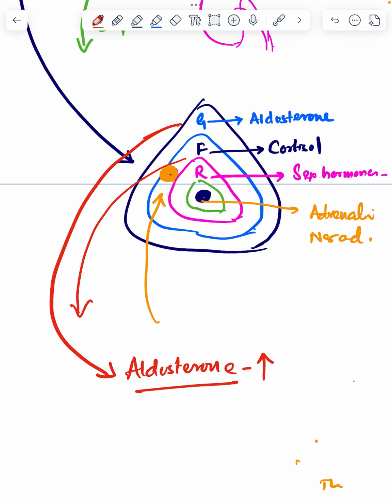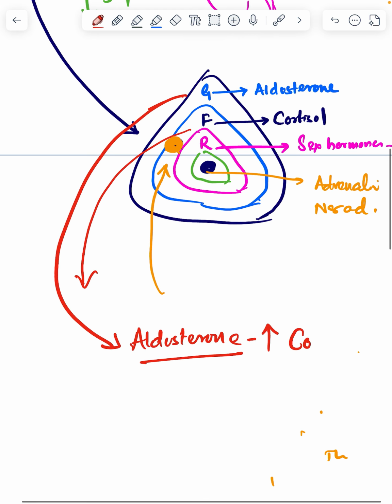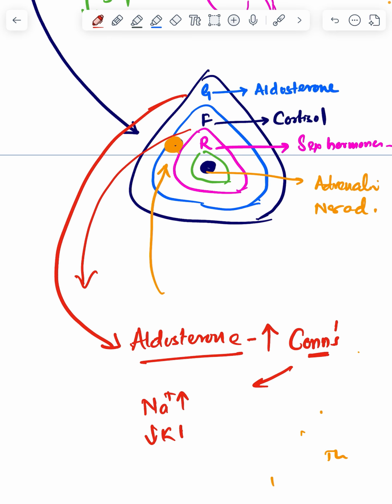If it is increased, the name is hyperaldosteronism, or it is also called Conn's syndrome. That leads to increased sodium, decreased potassium, and increased water. Along with potassium there is decreased hydrogen and increased water. So this leads to edema, weakness, hypertension, blood pressure is increased, metabolic alkalosis, aldosterone is raised, plasma renin is reduced.